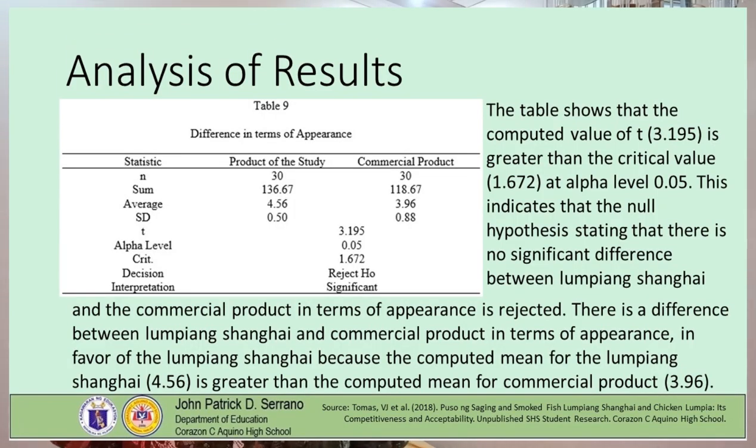Analysis of results. The table shows that the computed value of T, 3.195, is greater than the critical value 1.672 at alpha level 0.05. This indicates that the null hypothesis stating that there is no significant difference between lumpiang Shanghai and the commercial product in terms of appearance is rejected. There is a difference between lumpiang Shanghai and commercial product in terms of appearance, in favor of the lumpiang Shanghai, because the computed mean for the lumpiang Shanghai 4.56 is greater than the computed mean for commercial product 3.96.